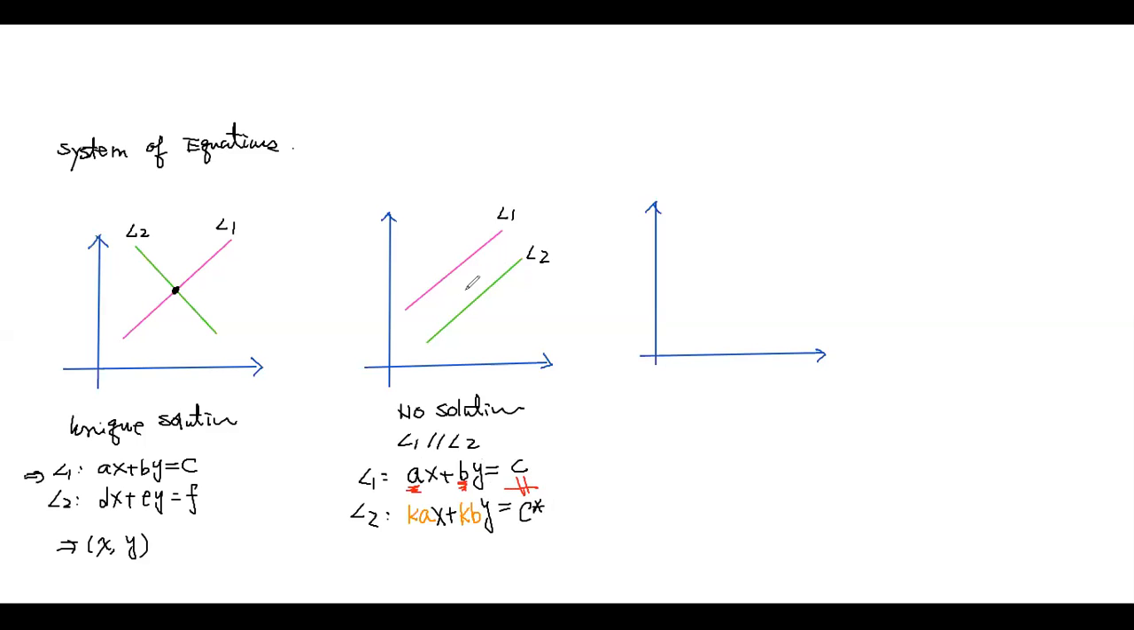This is the key thing. Where c is not equal to c star, the two coefficients in front of x and y are proportional, but the constants are not proportional. Then it cannot happen, and that's why we say it's no solution. I'm going to show you how we do this.